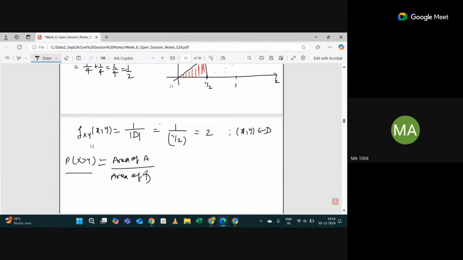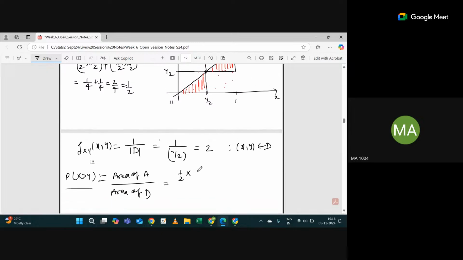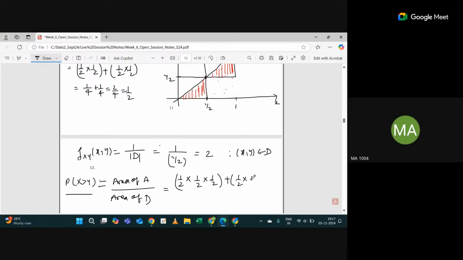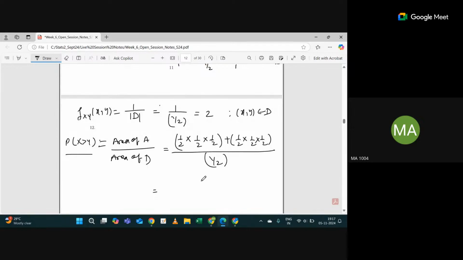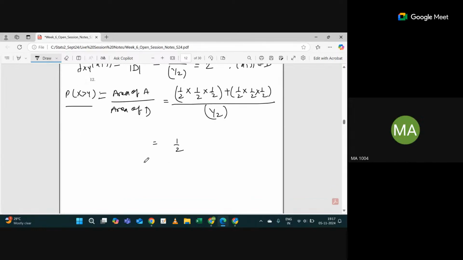Area of A, I mean the sub part in which we are interested. Okay, so tell me what will be the area of A? Half into base. What is the base? Again half. What is the height? Again half. Right? Plus again half, same. So it's A, and what is the total area? Total area is 1 by 2. Half. Right. So half will get cancelled out. It will be 1 by 4 plus 1 by 4, which is 2 by 4, which is again half. Is the calculation correct? Correct. That's correct.